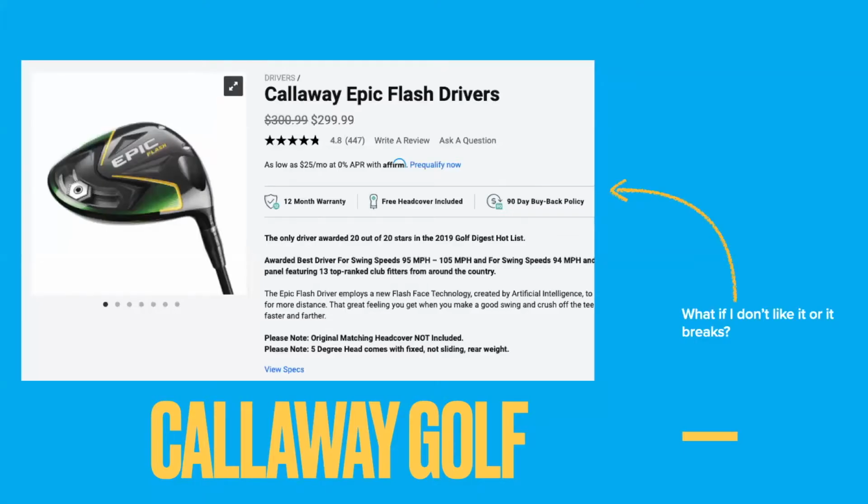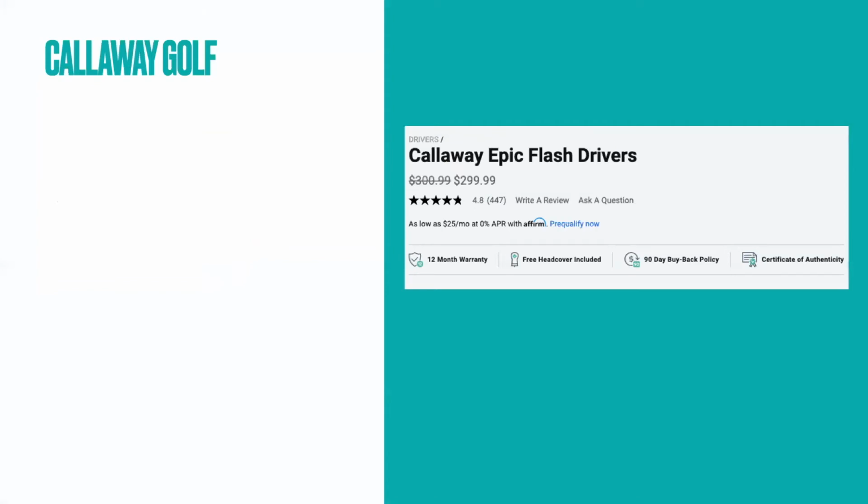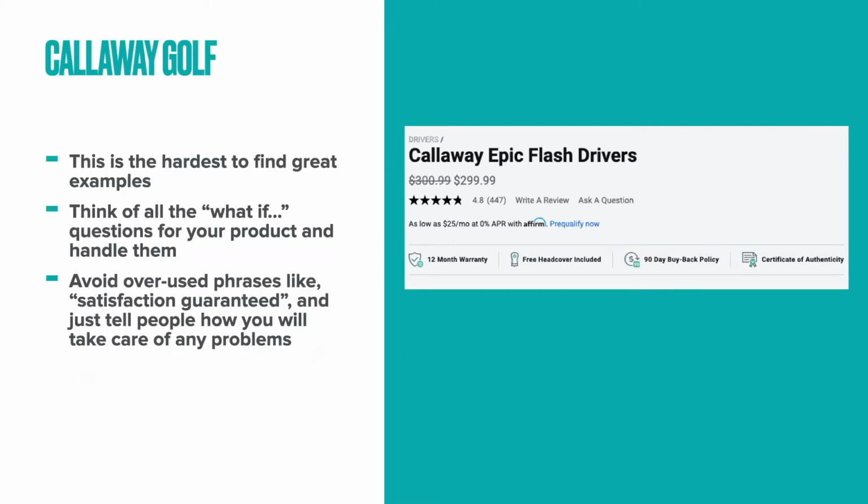So this is Callaway, a golf brand. And there are tons of questions, right, when you're buying this about what happens if it breaks, what if I don't like it? And they go through this section here: 12-month warranty, free head cover, 90-day buyback policy, certificate of authenticity. So they're marking all these little questions you might have in your brain. Again, what if it breaks? What if I don't like it? What if it's fake? They've addressed all of those here.